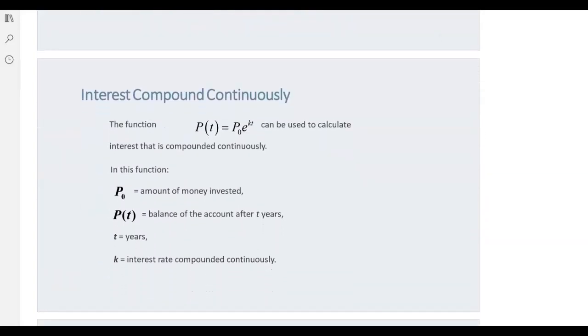If you'll notice, this formula looks exactly the same as what we were just doing for population growth, and we use this for continuous compounding of money, right? Where P naught would be the original investment, P of t is how much you have after time, k is the interest rate, and t is the amount of time.